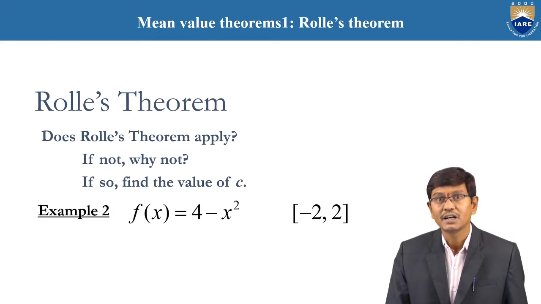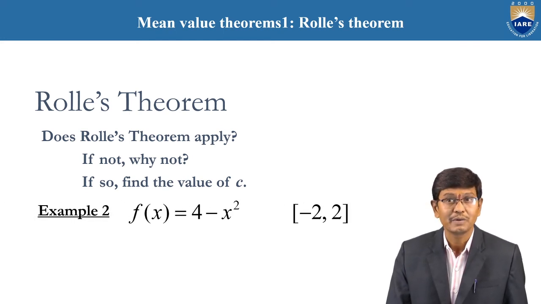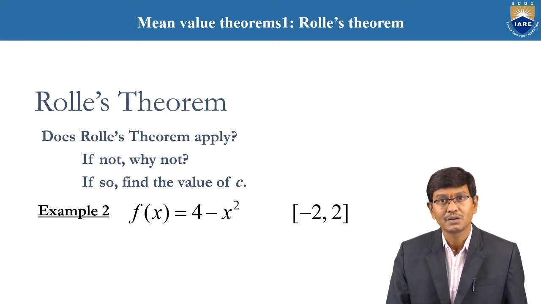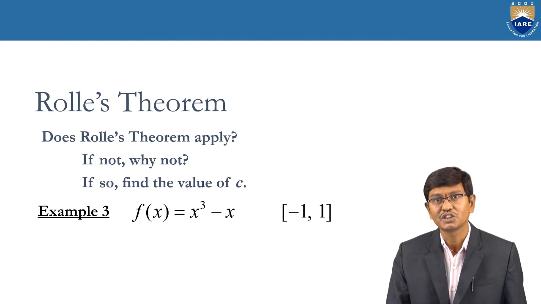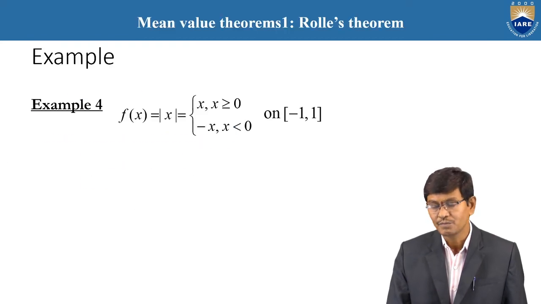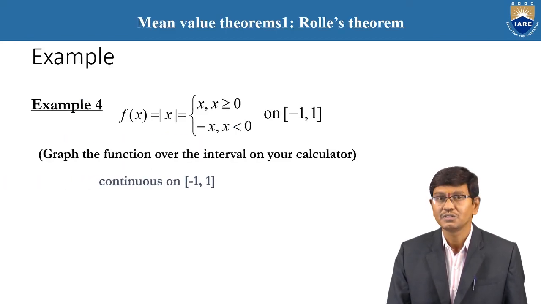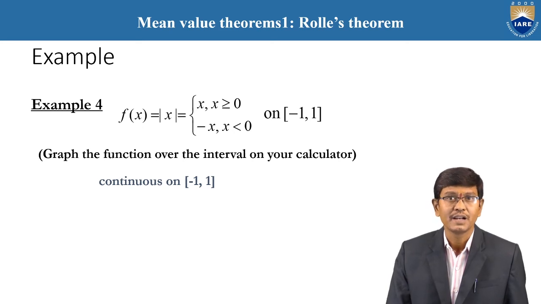Second one, the function is f of x equal to 4 minus x squared, and again the interval is minus 2 comma 2. Whether Rolle's theorem is applied, if not, why not? If so, find the value of c only. Here also the condition is clearly that f of x is a continuous function, and also a differentiable function, and we also need to find the value of c.